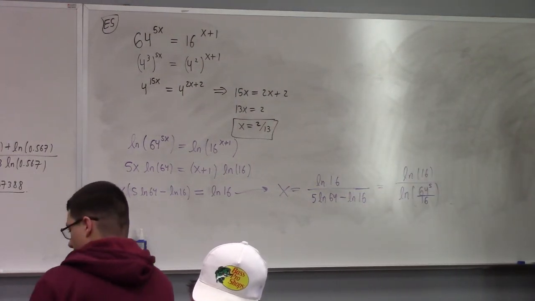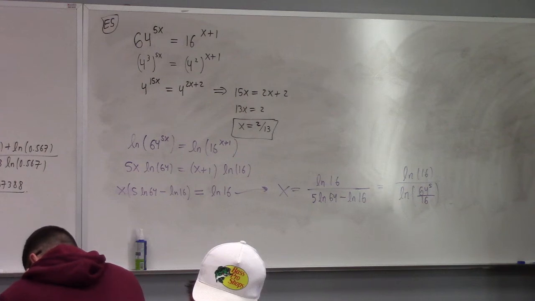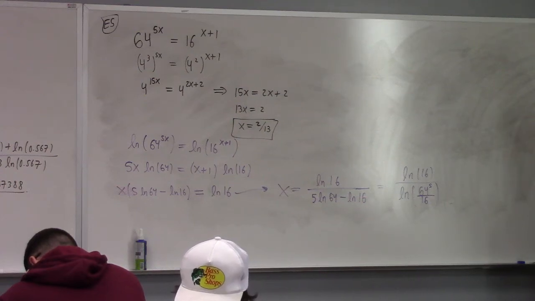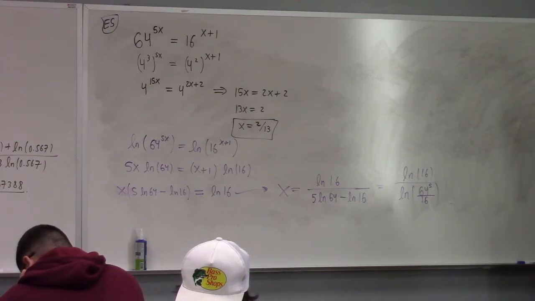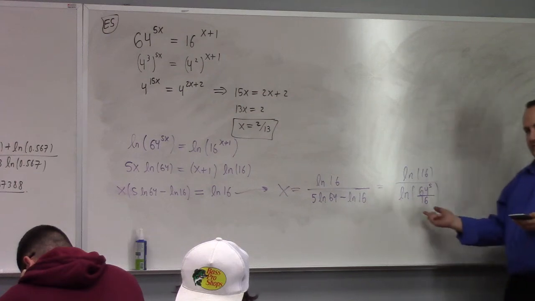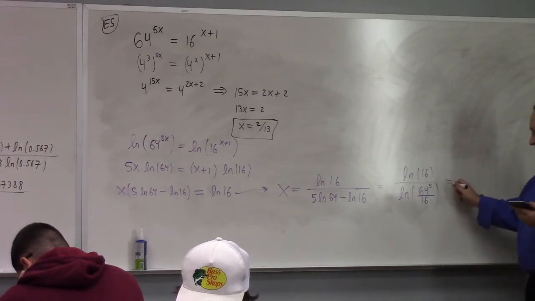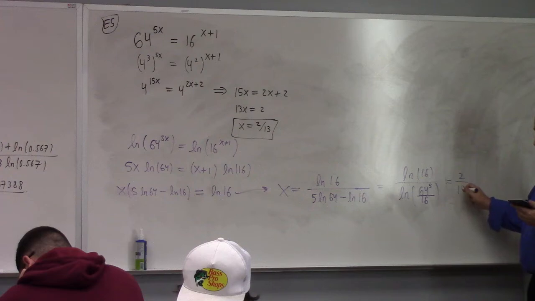So, you know, natural log of 16 divided by natural log of 64 to the 5th power divided by 16. And of course, you could have just punched it in like this, right? You didn't have to simplify using powers of log properties if you wanted to. And my calculator gives me back 2/13 from this.